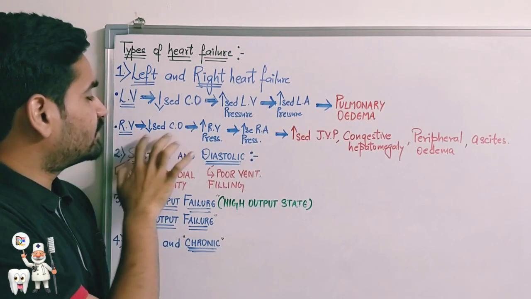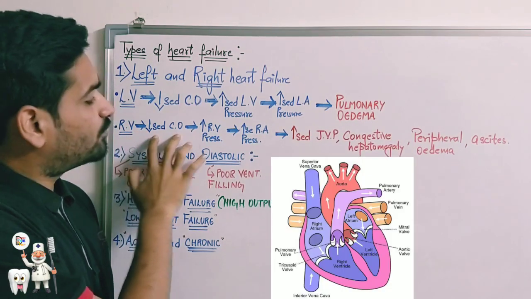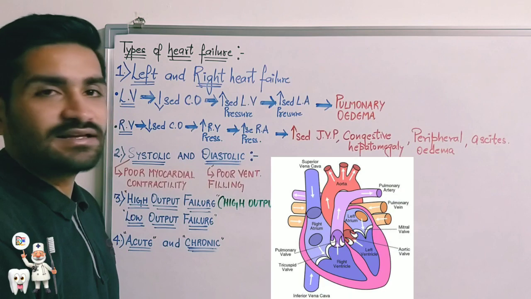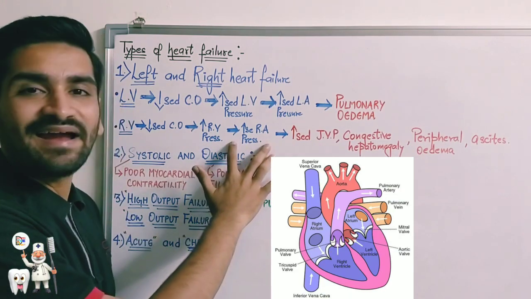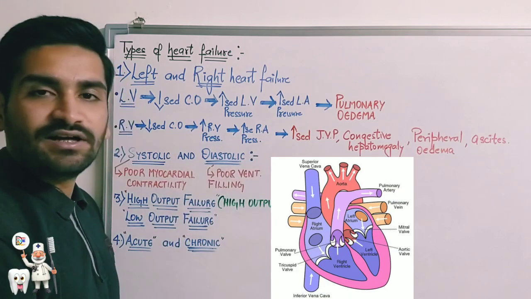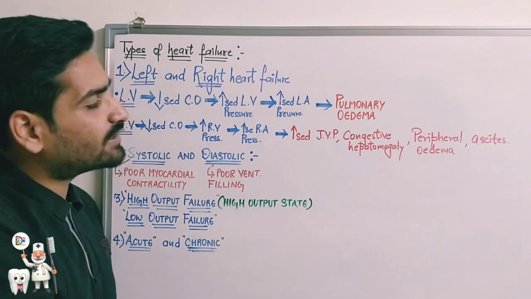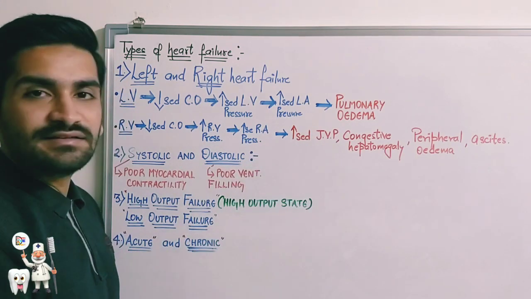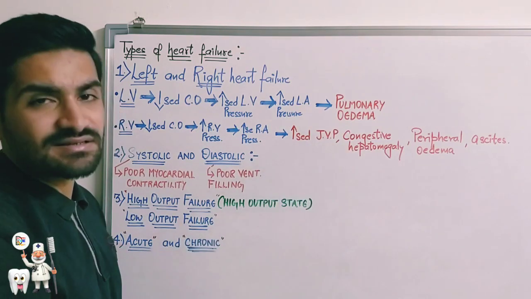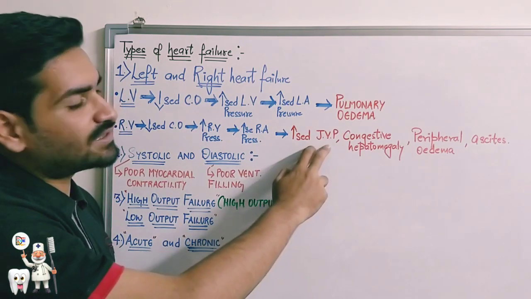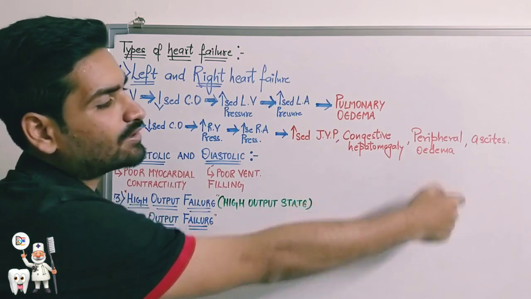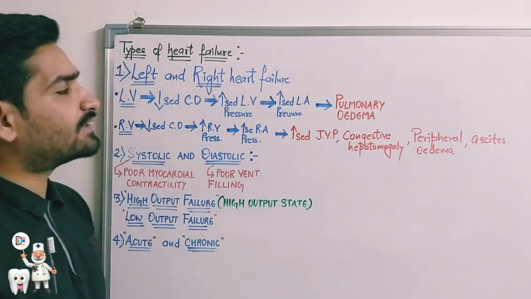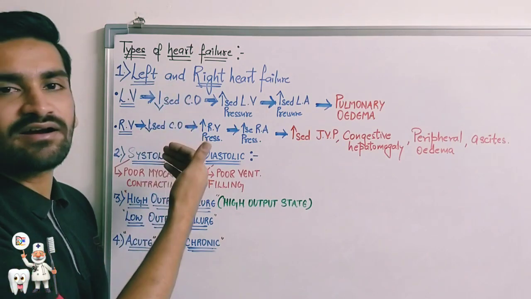Same goes for the right ventricle. In the right ventricle, the decreased cardiac output will lead to an increase in the right ventricular pressure. That pressure will be transferred to the right atrium, which will also lead to an increase in the right atrial pressure and lead to increased JVP, that is jugular venous pressure. The pressure in the jugular veins will increase, with congestive hepatomegaly, peripheral edema and ascites. So this was left and right heart failure.